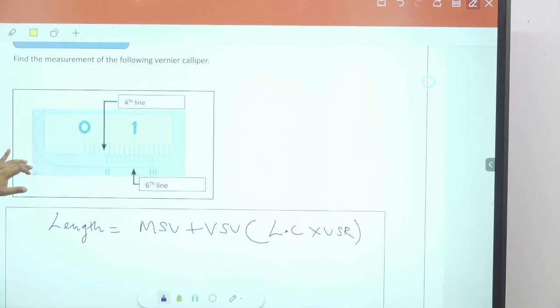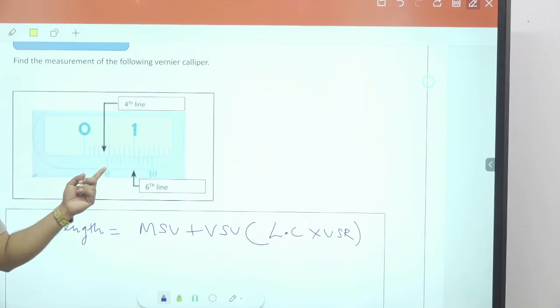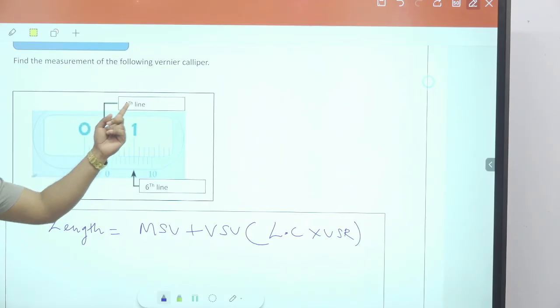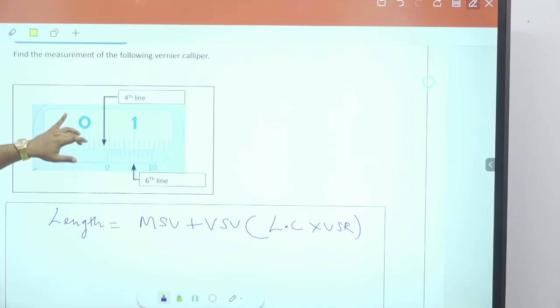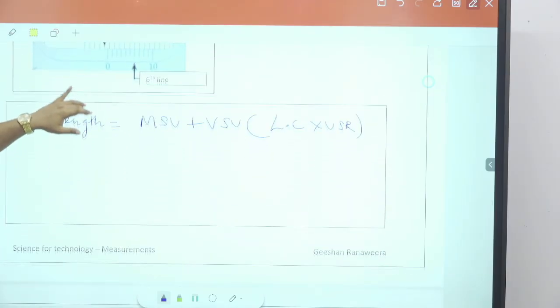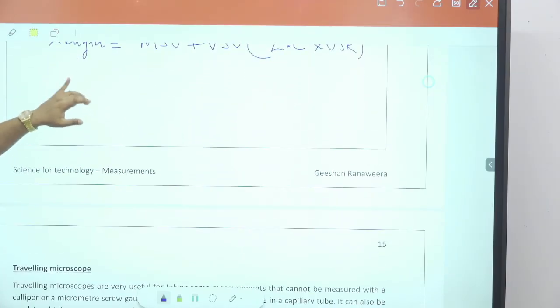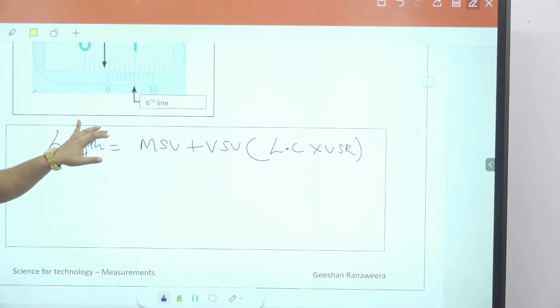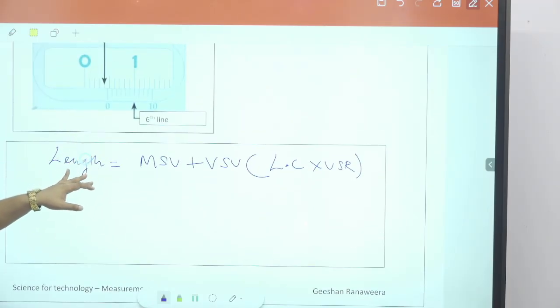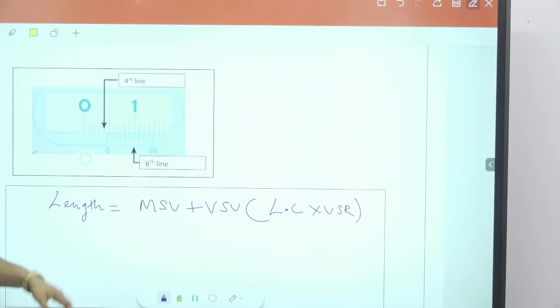So tell me the MSV here. Main scale value is the fourth main scale line, which is 4 millimeters, right? So the main scale value is 4 millimeters. Did you write anything else? Hands up those who took the main scale value as 4 millimeters. In centimeters, yes. In millimeters, it's the fourth line.